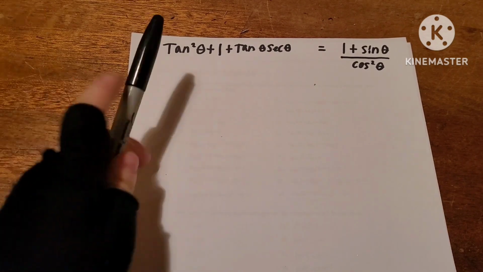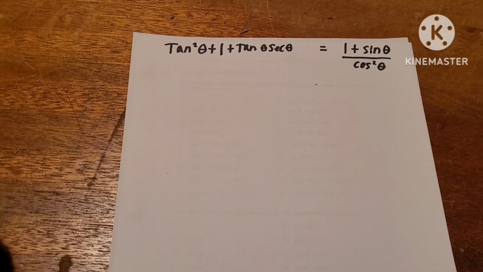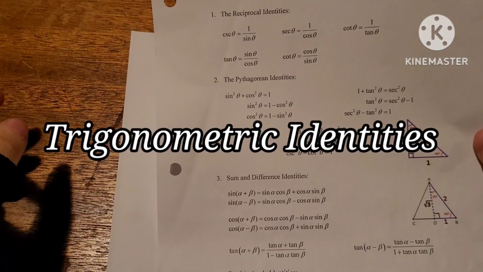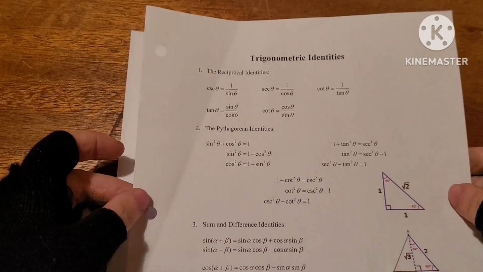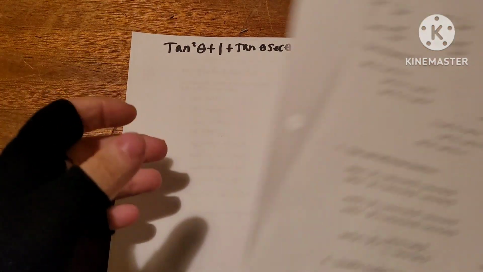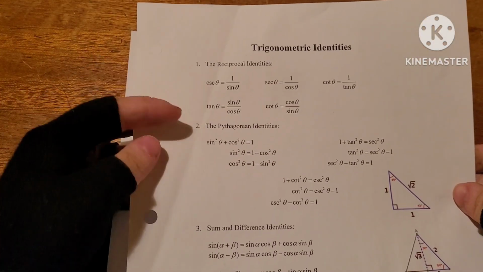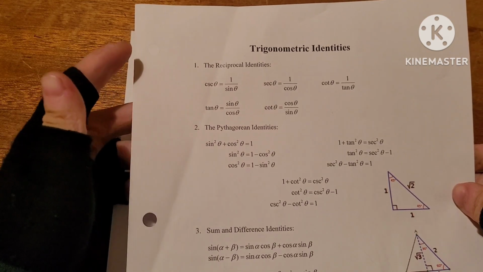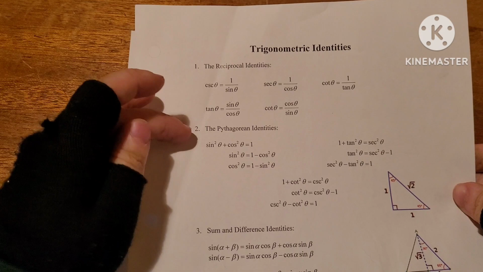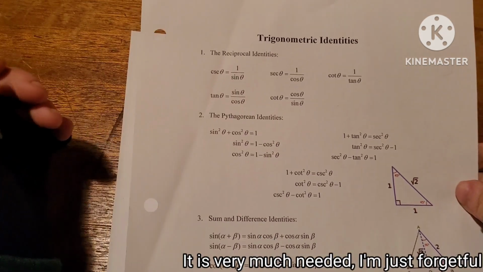Anywho, as you can see from the equation we're going to be doing today, this is going to be a video on the trigonometric identities. For this equation, we are going to be doing the reciprocal and Pythagorean identities, which, in all honesty, is just going to be the reciprocal, but Pythagorean, just in case, keep those in mind.